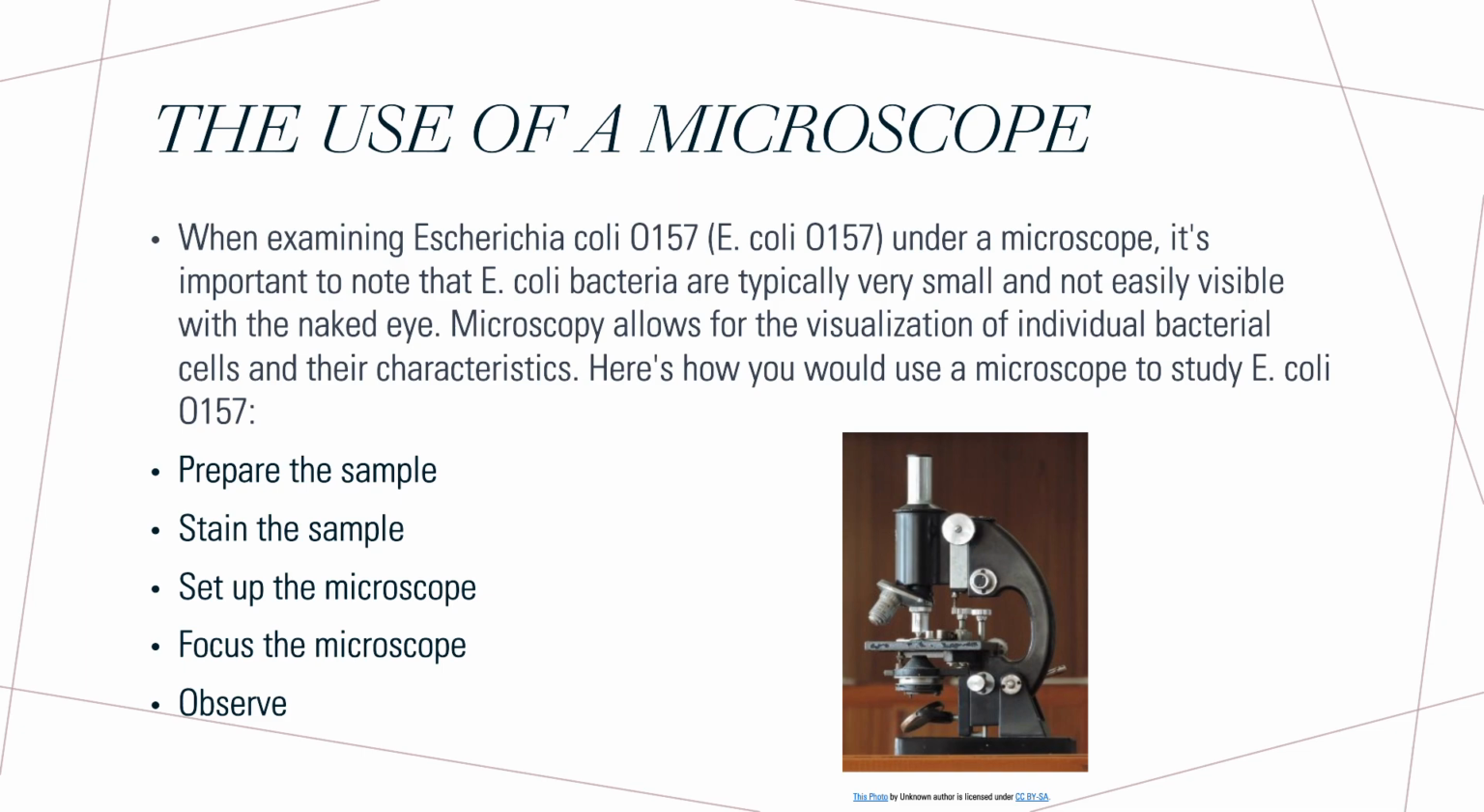You prepare the sample on a glass slide, taking a sterile loop and a loop full of the bacteria and smearing it in circular motions in the middle of the slide. And then you stain the sample using crystal violet, and then you set up the microscope by using the coarse knob. Then you focus the microscope using fine focus and the iris lens. You can change the objective lenses as you go on, and then you observe.